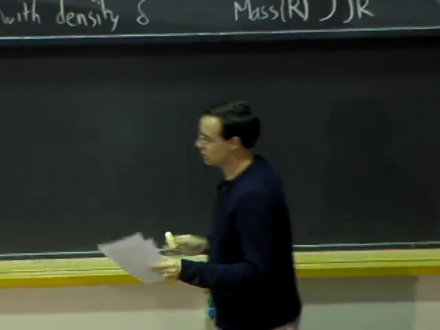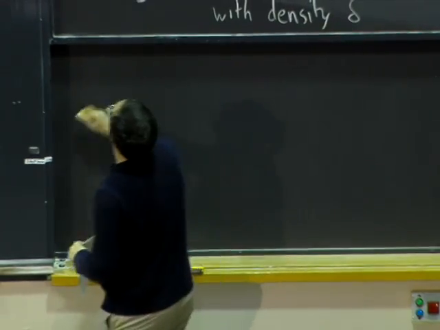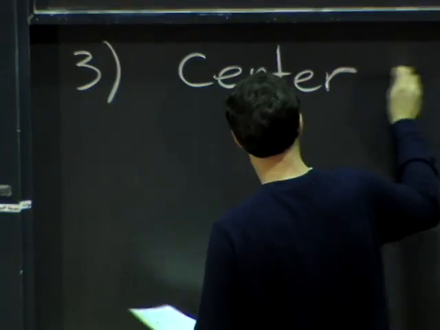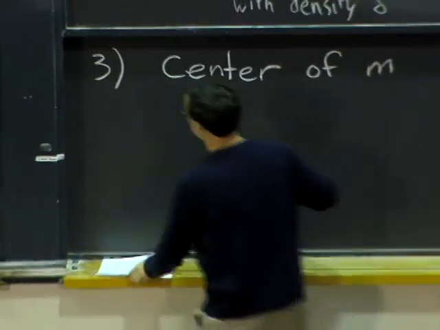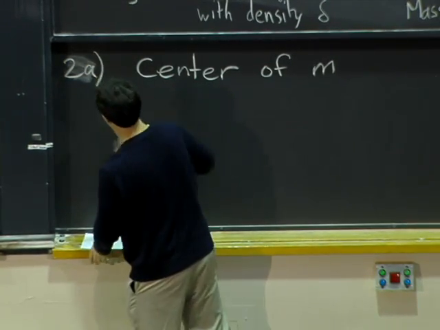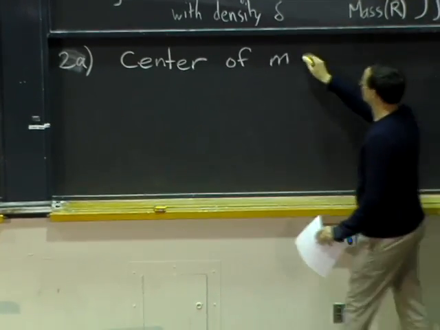Okay, but that's where the center of mass should be. I think it should be in the middle. Well, maybe I shouldn't call this 3. I should call this maybe 2a or whatever, because it's really a special case of the average value.